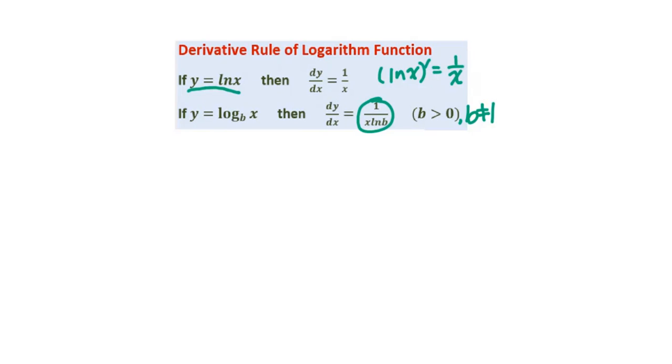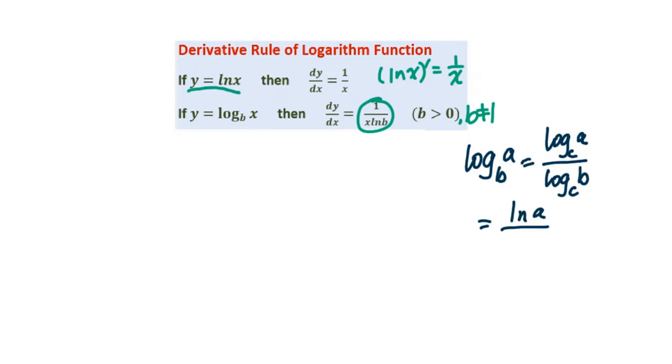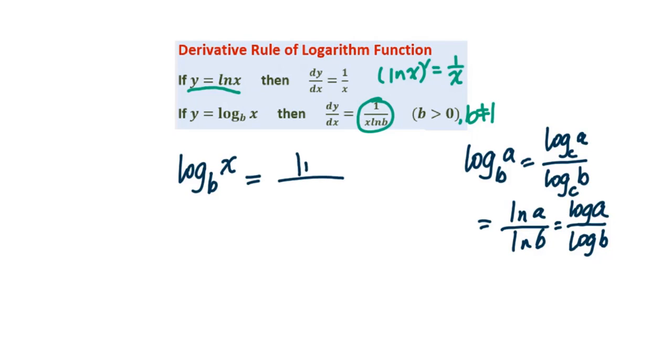We know the change of base formula for log, that is log base b of a equals log base c of a over log base c of b. You can write down that is natural log of a over natural log of b. If you want to use common log, you can write down common log of a over common log of b. So when we have log base b of x, you can write down that is natural log of x over natural log of b.